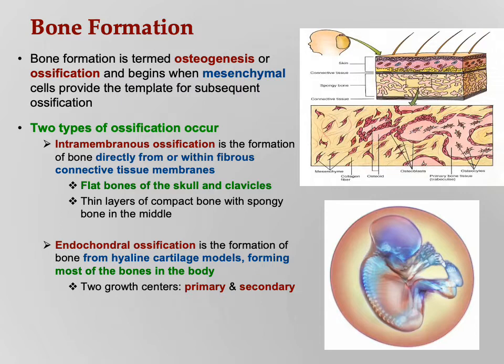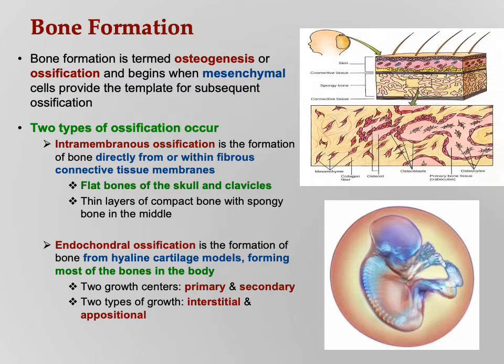Now, there are two growth centers, the primary and the secondary. You don't really have to know anything about those. I won't ask you about those. But I will expect you to know the next two terms, interstitial and appositional growth. Interstitial means growing in length. Appositional means growing in diameter. Bones have to grow both ways.